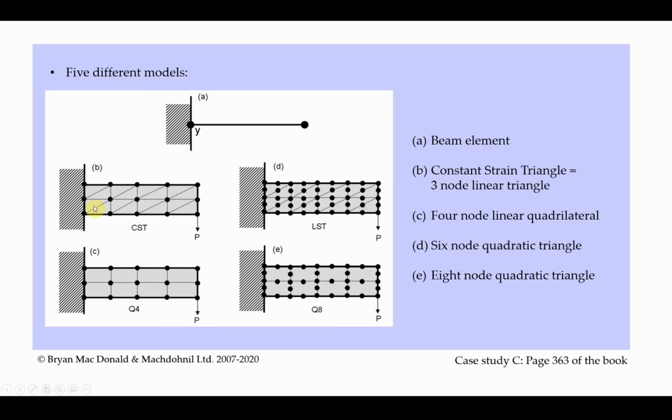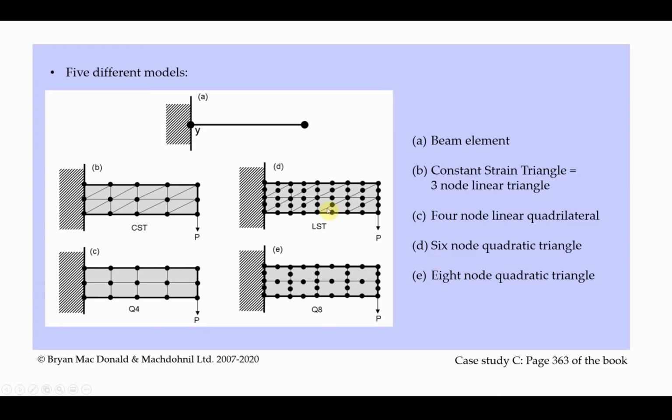So the first model uses a constant strain triangle, in other words a 3-node linear triangle. So each of these triangles has 3 nodes and there's a linear shape function used in there, and we've basically got a line joining each of those nodes. Okay, and there's no mid-side nodes. Model C uses a 4-node linear quadrilateral element. So in this case, again, we've got 4 nodes. It's a rectangular quadrilateral shape, and again, we've got lines joining those 4 nodes.